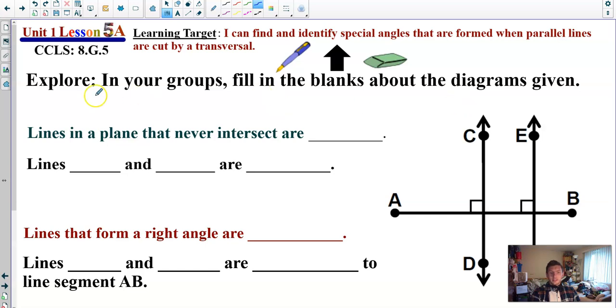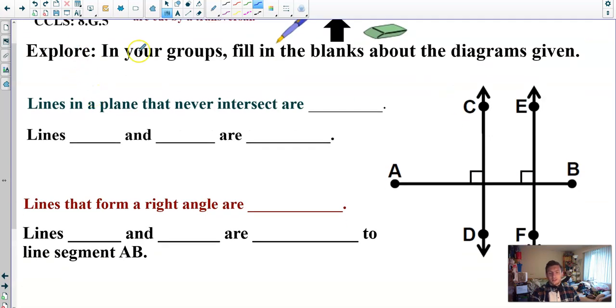Fill in the blanks. So see if you can pause it and do it on your own. So a plane is a flat two-dimensional surface. Lines in a flat surface that never intersect are parallel. And we talked about that earlier. So in the diagram, which lines are parallel? Lines blank and blank are parallel.